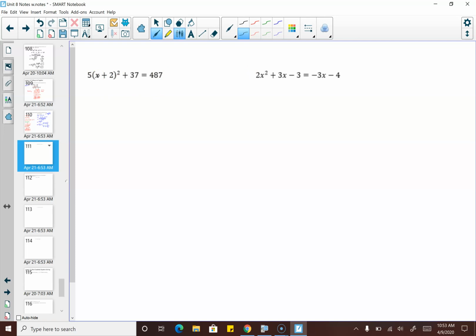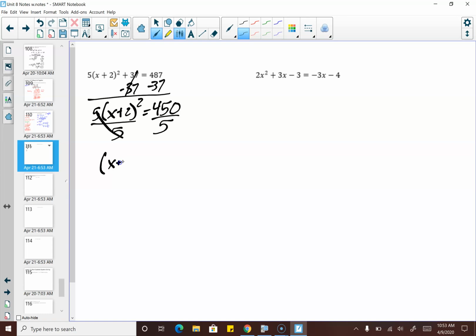It's almost kind of like somebody completed the square already, and now we just have to do the solving piece. So we'd subtract our 37 on both sides. 5 parentheses x plus 2 squared equals 450. We'll divide both sides by 5. X plus 2 squared equals 90. Square root both sides. 90 is not perfect, but 90 does split into square root 9, square root 10. Comes back together to give us 3 square root 10.